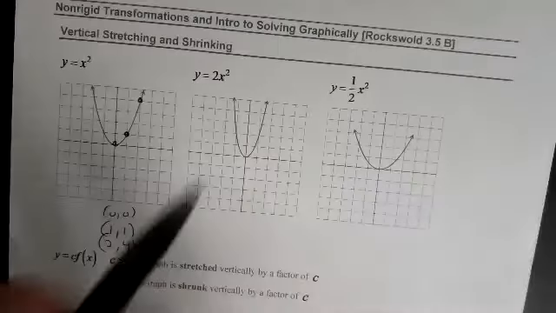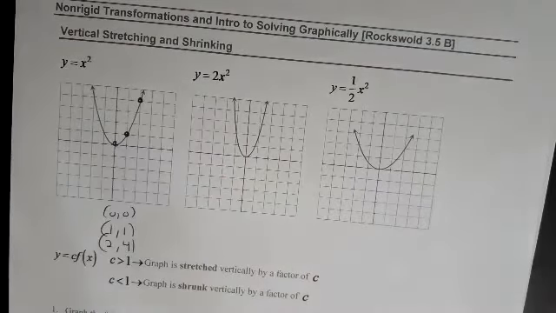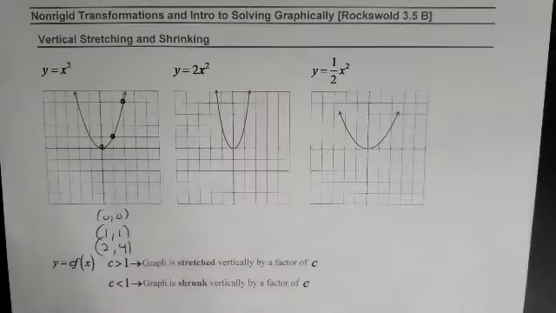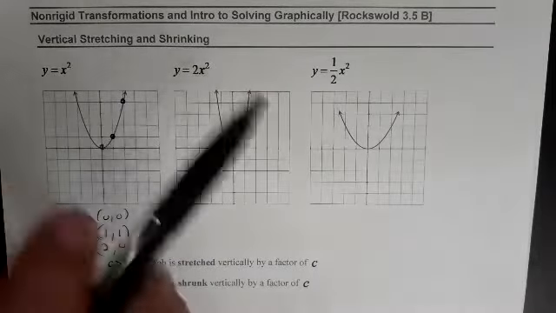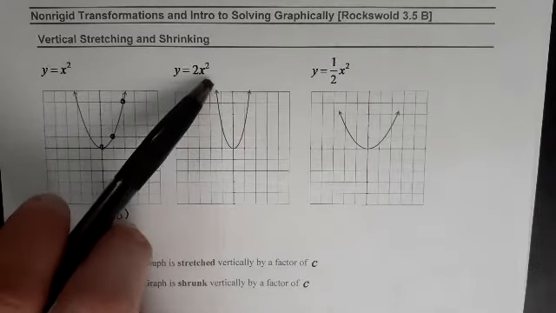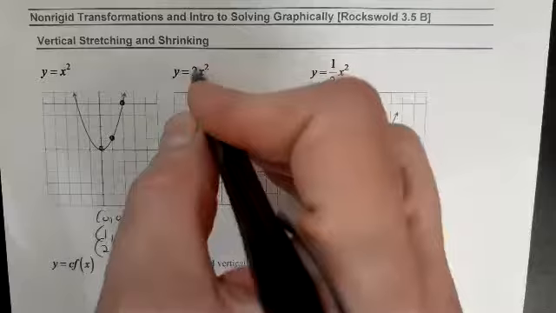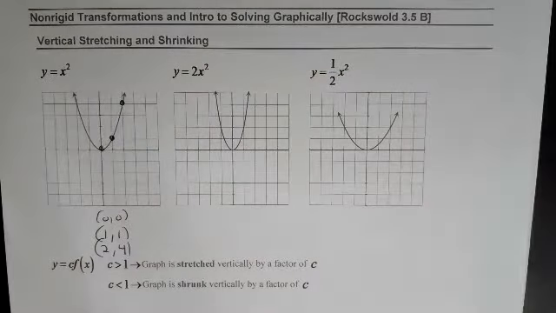So now if I look at y equals 2x squared, I want to think about this. And you may not have to think about this too much because I think we're only doing vertical stretching and shrinking. But you might notice that the 2 is on the outside of the x squared. So the 2 is not being squared with the x. It is sort of like it's outside the function.